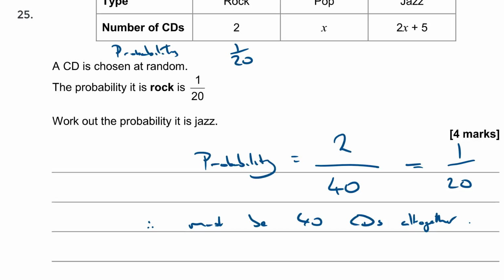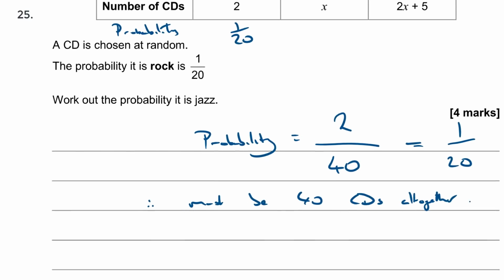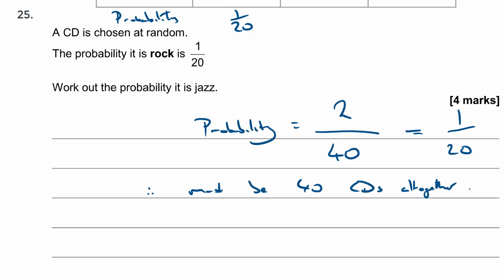Okay, well the next part is slightly algebraic, isn't it? I've got x and 2x plus 5 now, and I know there are 40 altogether, and we know that probability sums to 1 if you look at all the options, isn't it? It's because of completeness. So this 1/20th plus the other 2 probabilities is going to add up to 1. So we can form a linear equation in x here.